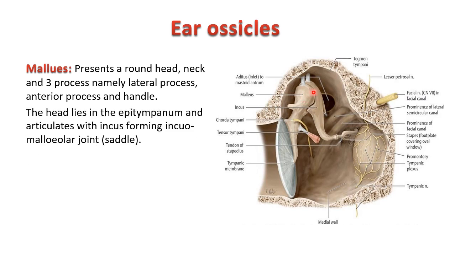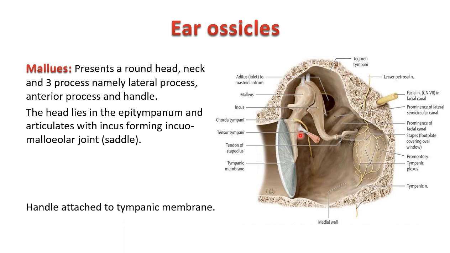malleoincudal joint, and this is actually a saddle variety. So it is one of the smallest saddle joints in our body. Okay, so this is actually of the saddle variety which you are able to see here, and the head is actually present in the epitympanic recess and suspended by a ligament.